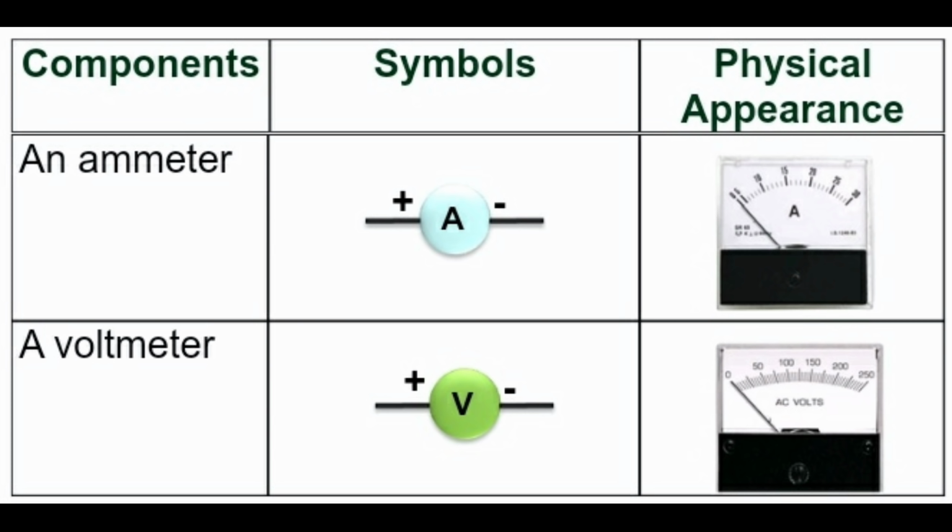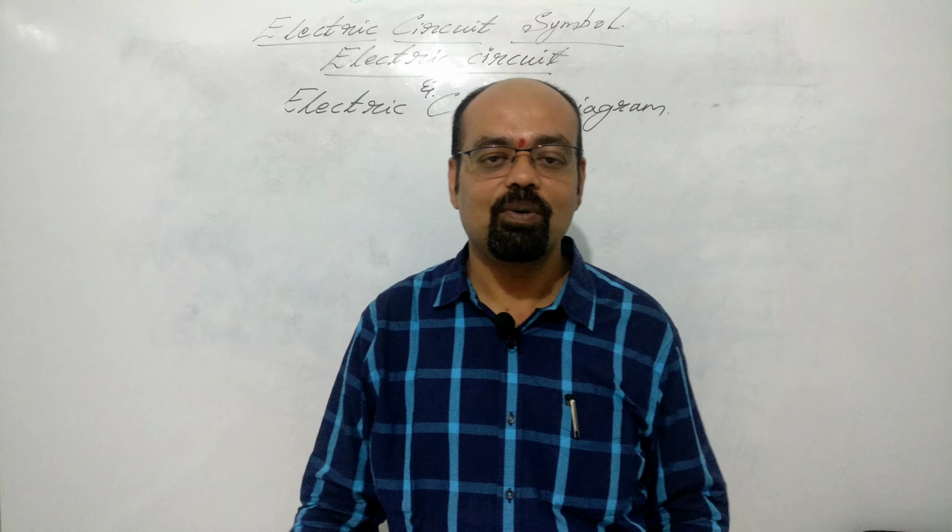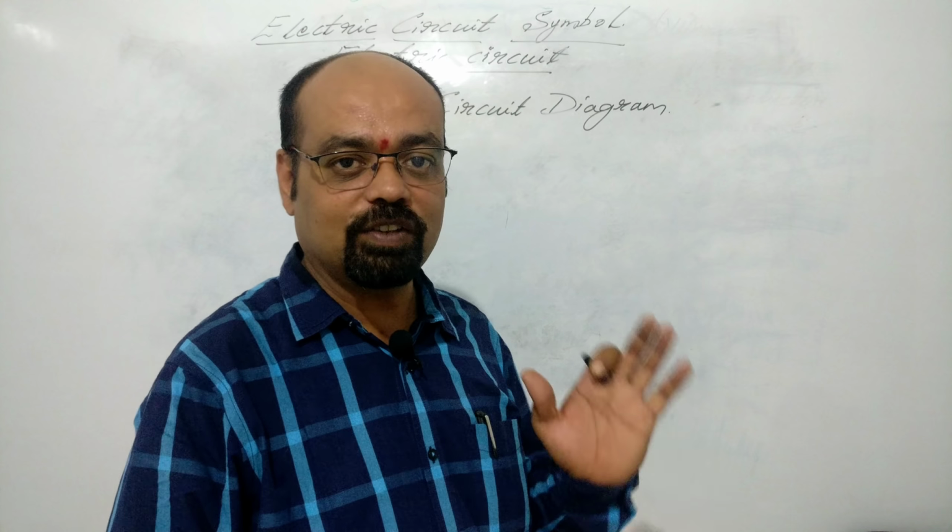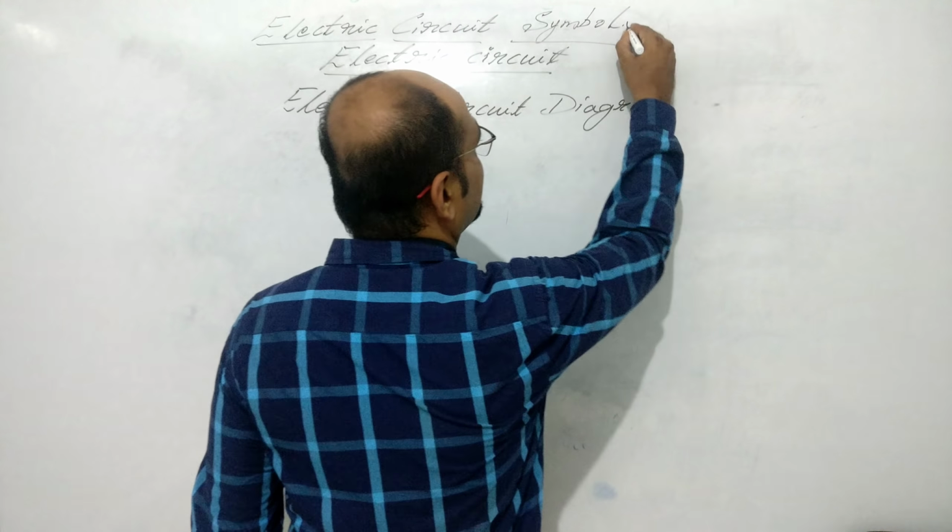Now on the screen I have displayed an ammeter. It's a symbol with positive and negative terminals, and the physical appearance of the instrument ammeter, which is used to measure the electric current. As well as that, we have a voltmeter. The symbol of the voltmeter is shown, and the voltmeter's physical appearance is also shown, which is used to measure the potential difference. Now that's all about electric circuit symbols. So this part is over.